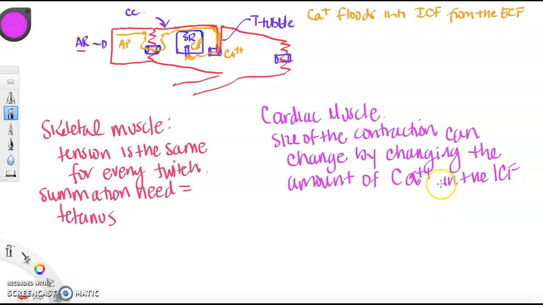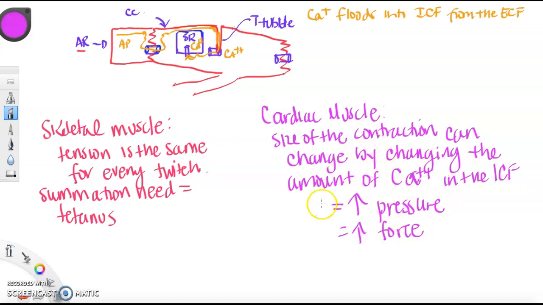So we can get more contraction by letting in more calcium from the extracellular fluid and just adding more to that intracellular fluid amount above what's in the sarcoplasmic reticulum. If we do that and bring in more calcium, then we will have increased pressure and increased force. So it'll affect contractility as well.